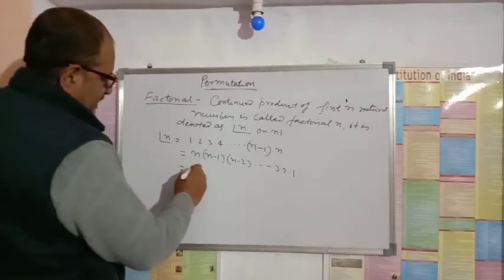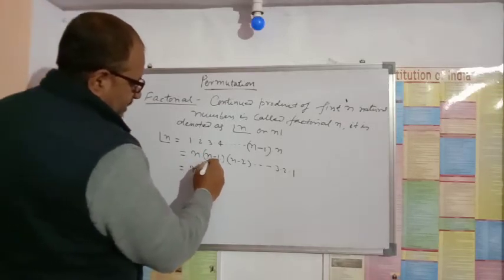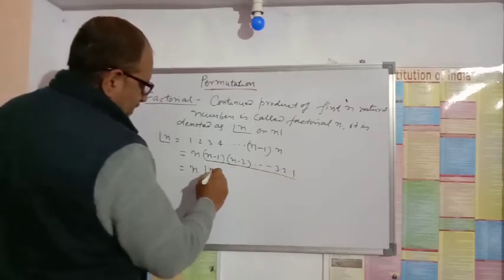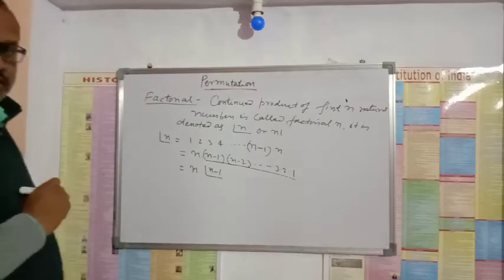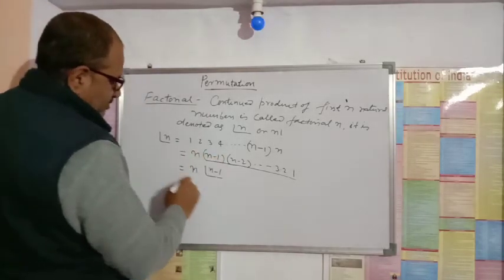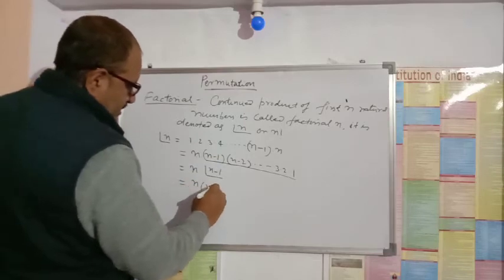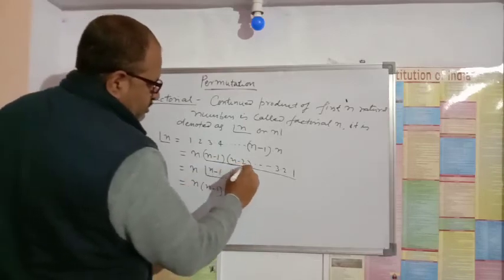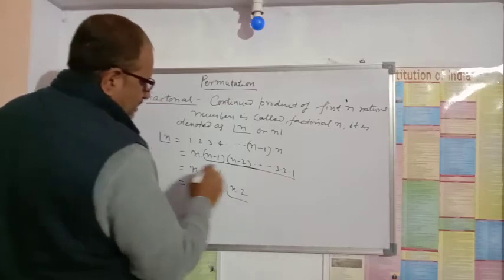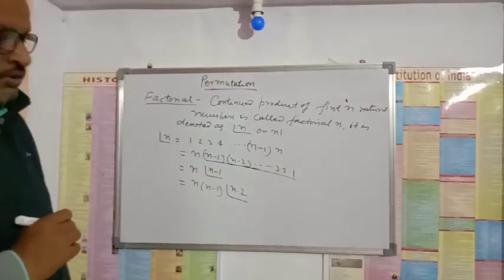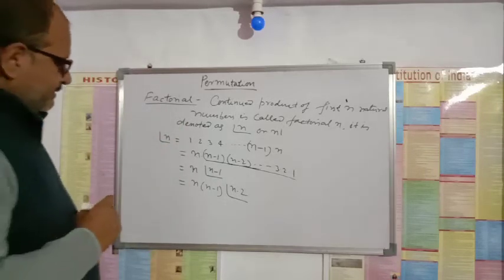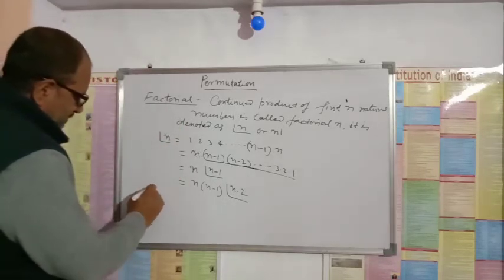If we take n outside, then from n minus 1 to 3 to 1, it can be written factorial n minus 1. If n and n minus 1 both we can take outside, then n minus 2 to 3 to 1, it will be factorial n minus 2. So this is the definition of factorial n. We can see example.